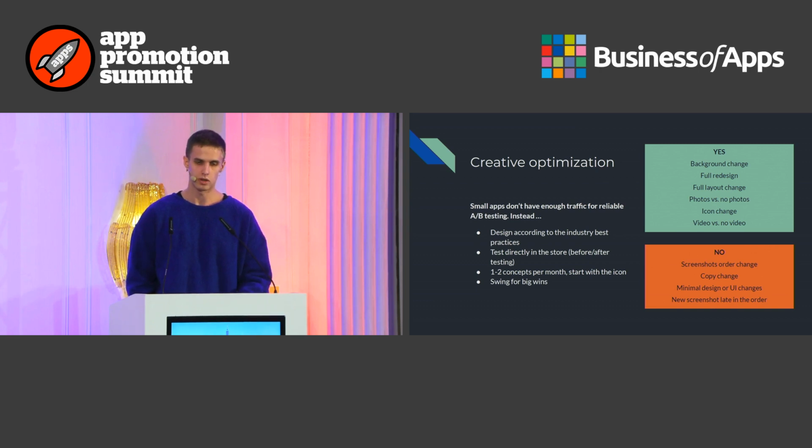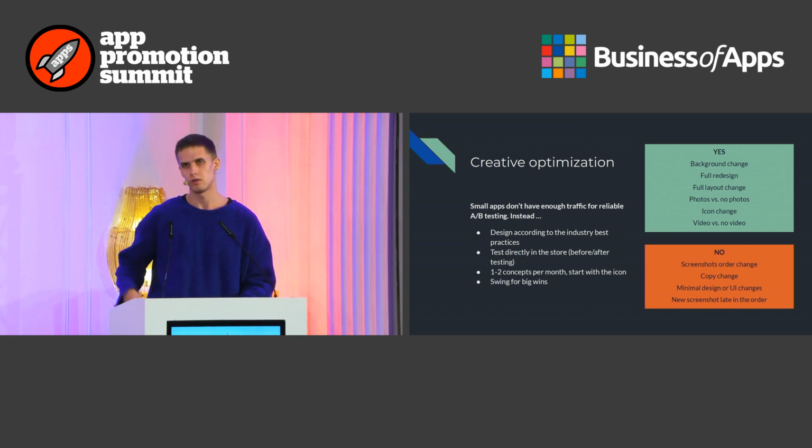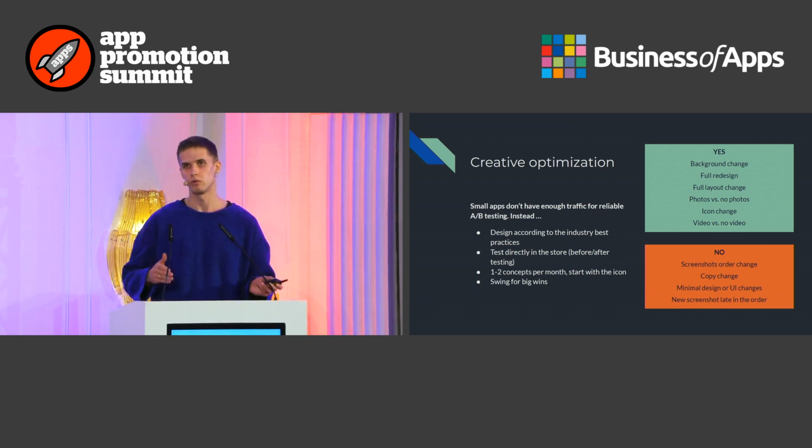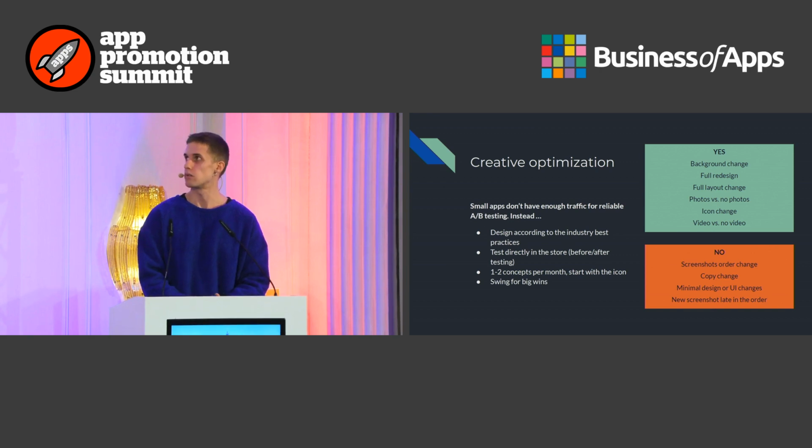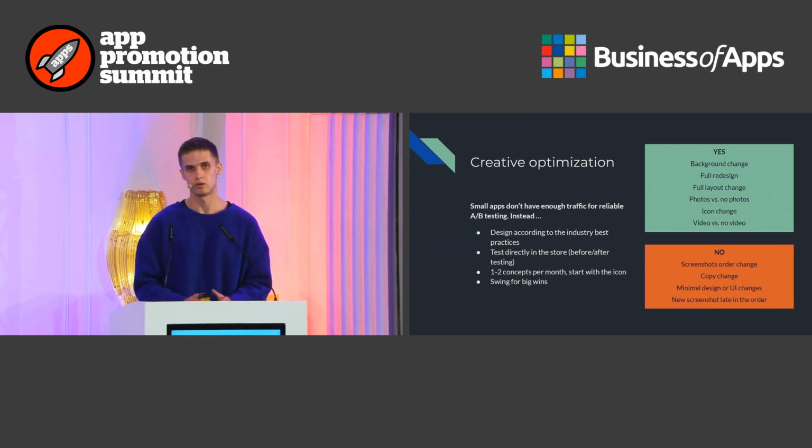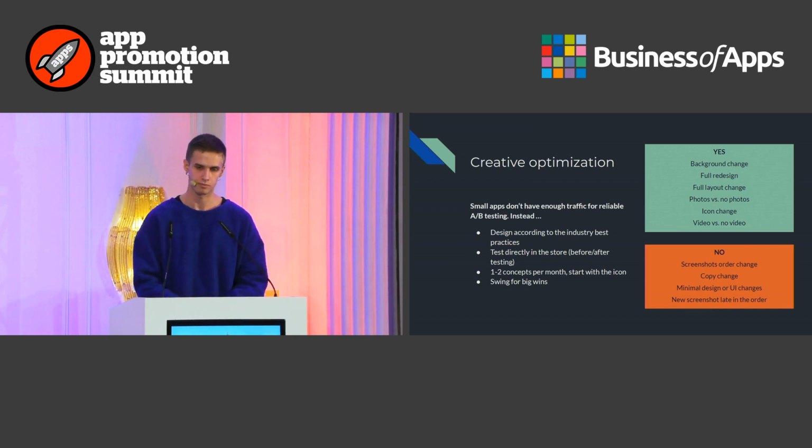Try testing 1 to 2 concepts per month like that, because usually if you do before and after testing, you need at least a week before and a week after. So that's a two-week period. Starting with the icon, I put that here just because the icon is the most important creative element within the product page. But basically go from the most to least important and try to swing for the big wins.